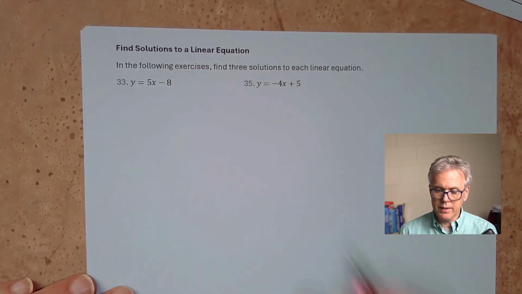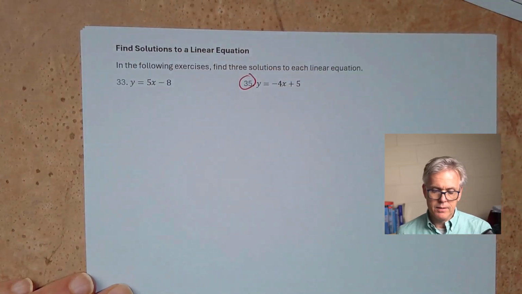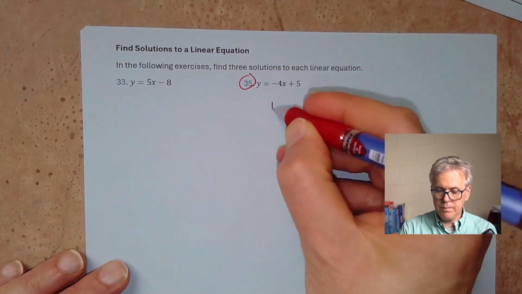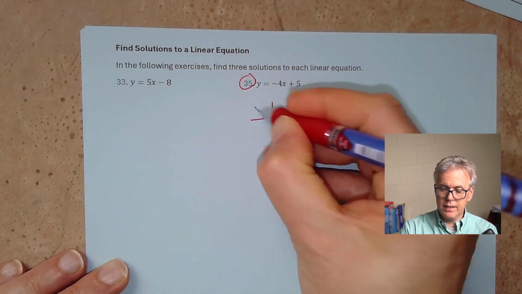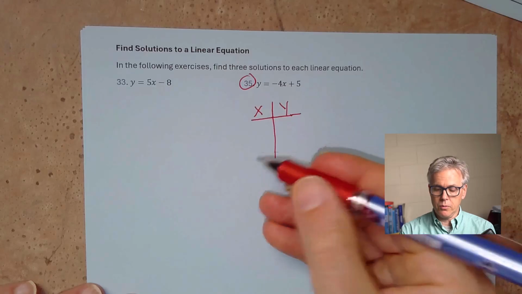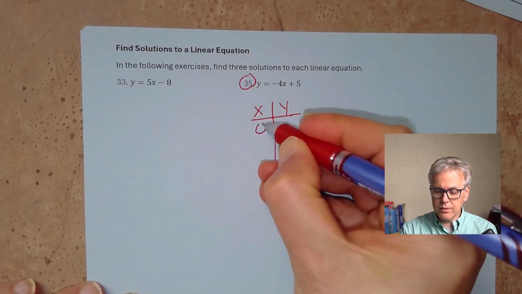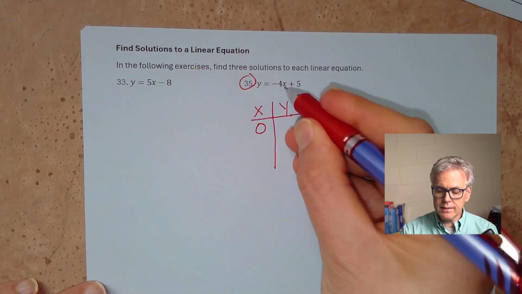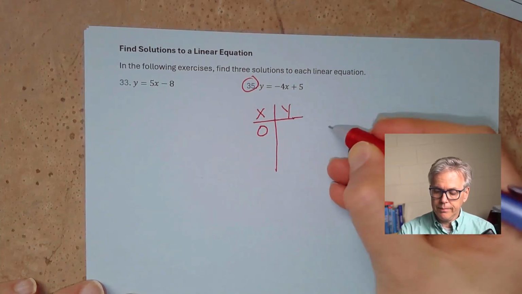Okay, so let's just do one of these. Maybe I'll pick number 35. So in the following exercise, find 3 solutions to each linear equation. So I'm going to make my own table, and this is generally what you would need to do. They're not going to give you the x coordinates. You got to pick them. So 0 is always a good value to choose. Can't think of a single instance where it's not. So when x is 0, what is y?